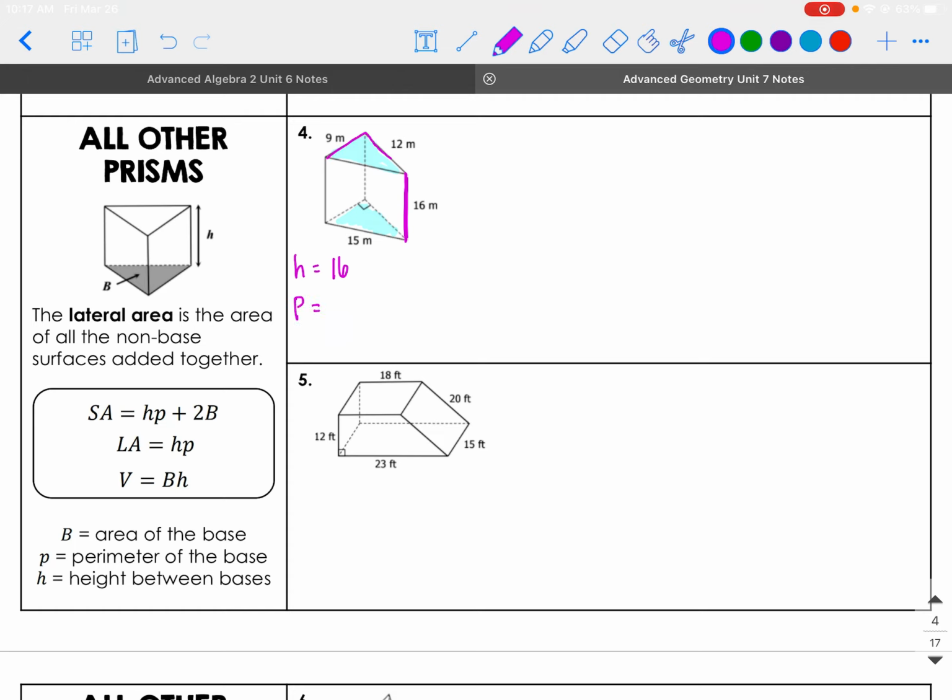I need the perimeter of the base. So that would be 9 plus 12, and this side is 15. That's 36. And then the capital B stands for the area of the base. And so my base, it's this right triangle, 9, 12, 15. And so the area of that triangle, you'll have to think back to Unit 6, is half times 9 times 12, which is 54.